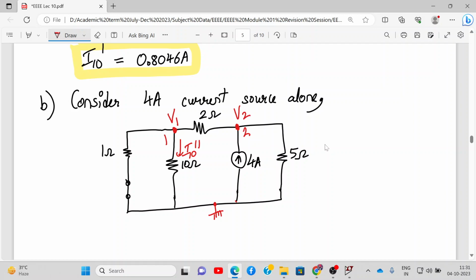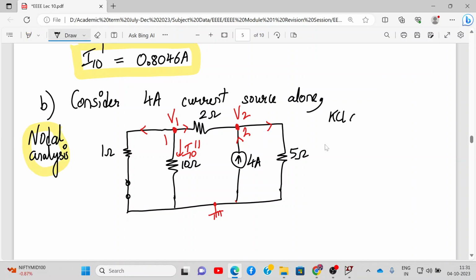I hope you have not forgotten how to calculate using nodal analysis. We have to apply KCL at nodes 1 and 2. So if you apply KCL, I'll consider this current outgoing, this current outgoing, this current outgoing. This is incoming. This is also outgoing. So we'll use nodal analysis to find the value of I10 double dash. Alright, let's do that.